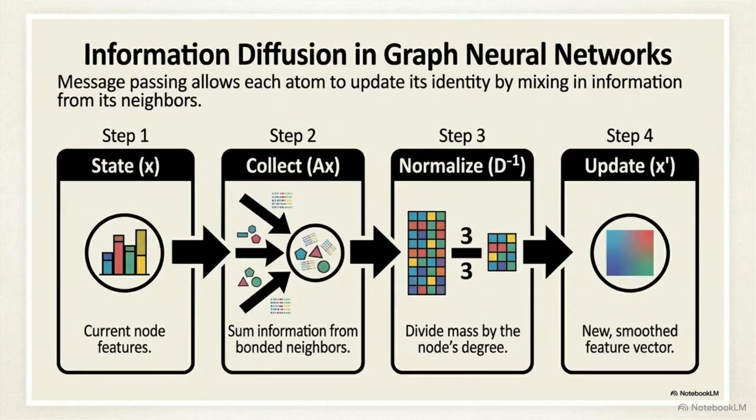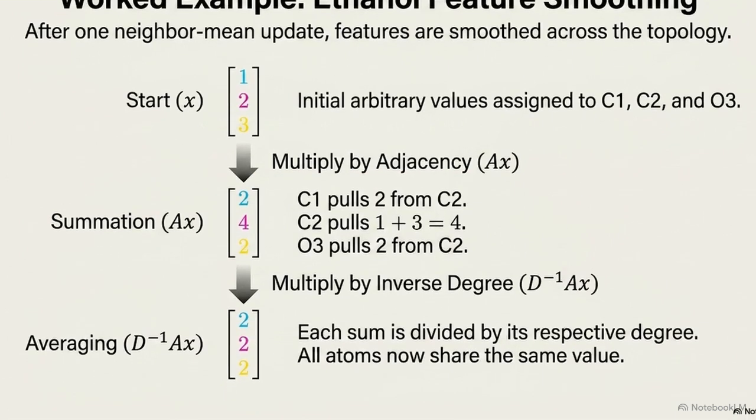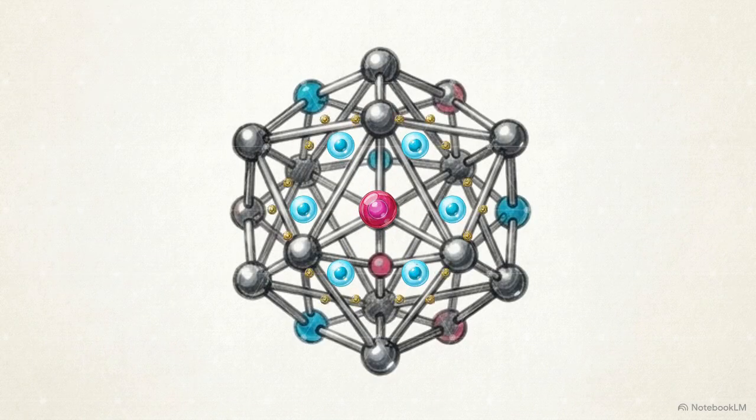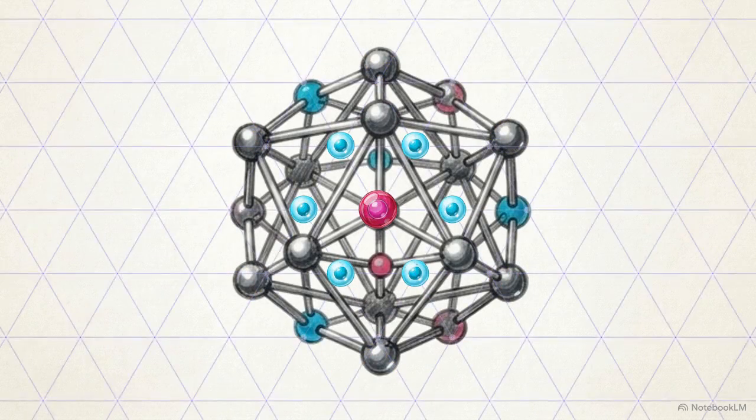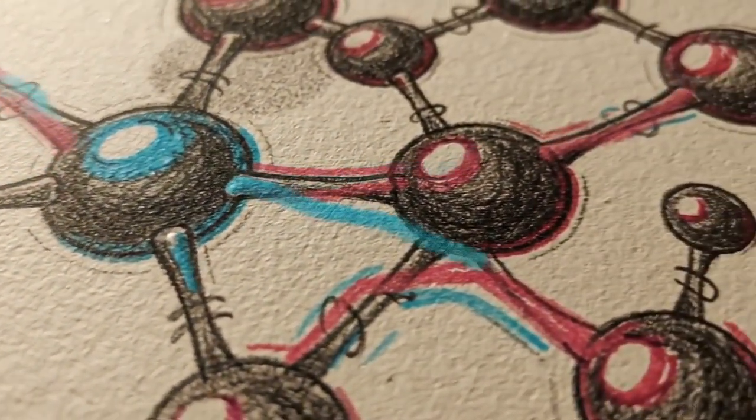These matrices enable message passing, the mechanism where each atom updates its identity by mixing in information from its environment. In a neighbor mean update, we multiply the feature vector by the adjacency matrix, aggregating the values of every bonded neighbor. To prevent values from scaling out of control, we apply normalization. Multiplying by the inverse degree divides the accumulated value, producing a smoothed average. Over successive layers, message passing smooths features across the topology. This allows the model to learn that a generic carbon atom is chemically contextualized by its neighboring alcohol group.